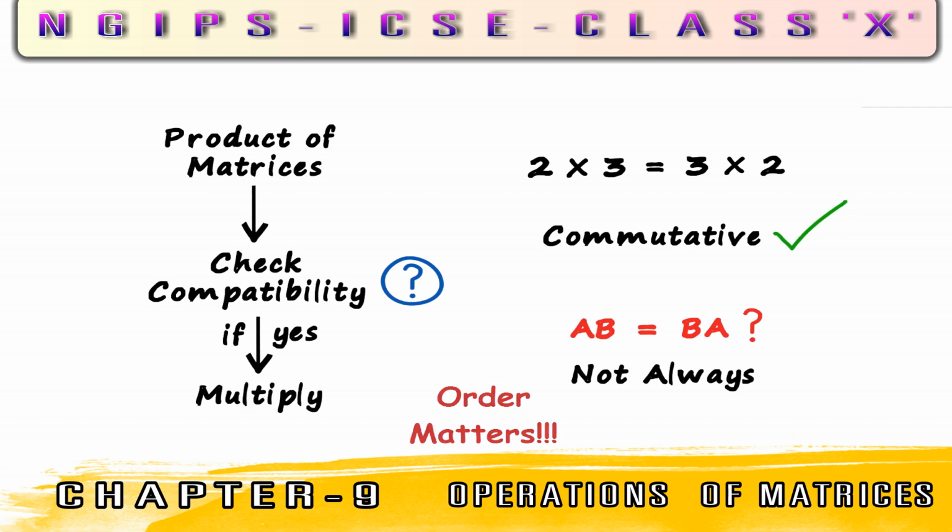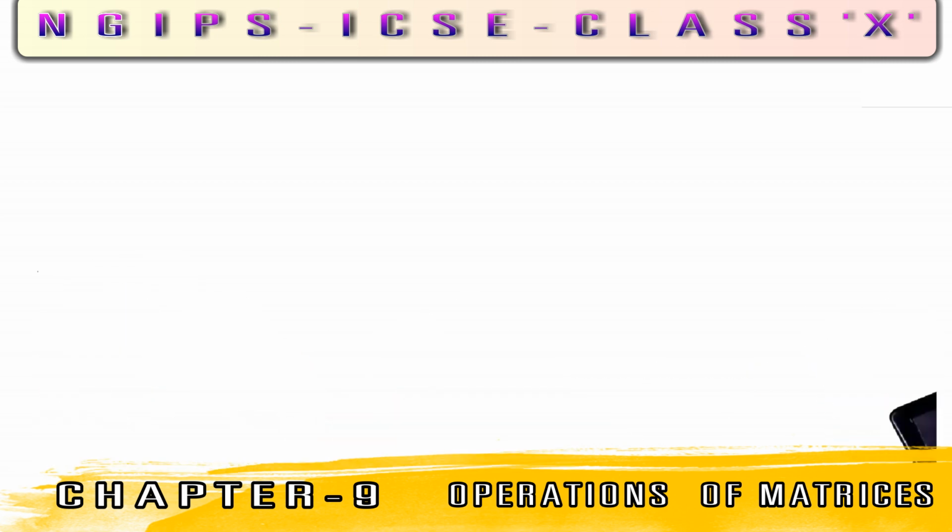The order in which matrices are multiplied matters. If we find out that A times B is compatible, it does not imply that B times A is compatible. We need to check for compatibility of each of the products. Now let's move on to how we can check for compatibility.